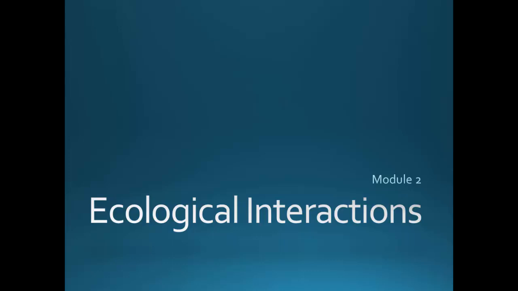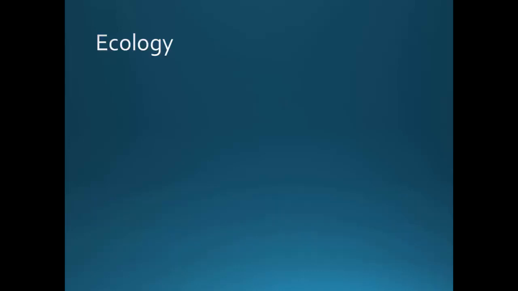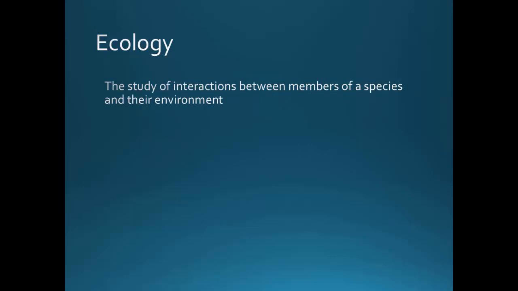In this module, we'll start looking at how ecology and evolution are intertwined, and our focus will be mostly on ecological interactions. But to really understand what we mean by ecological interactions, we need to know what the word ecology means, or what the field of ecology is. We've already defined this in class, and your book has a version. But for now, our working definition will be the study of interactions between members of a species and their environment, where by environment we mean both the biotic and abiotic components.